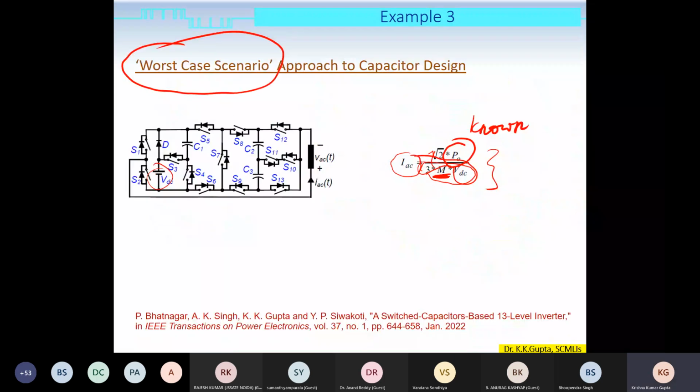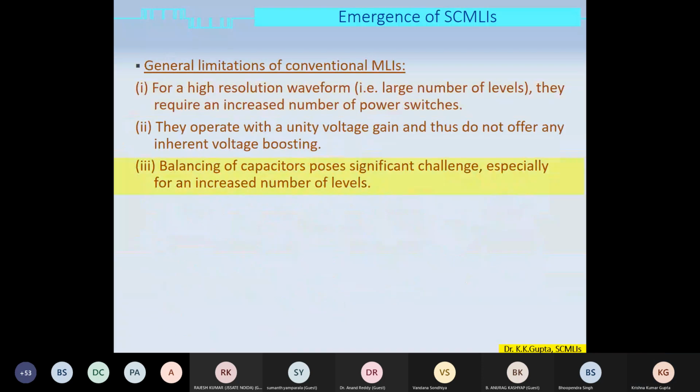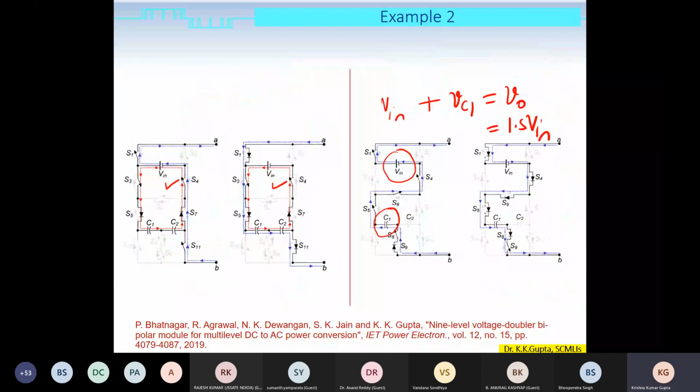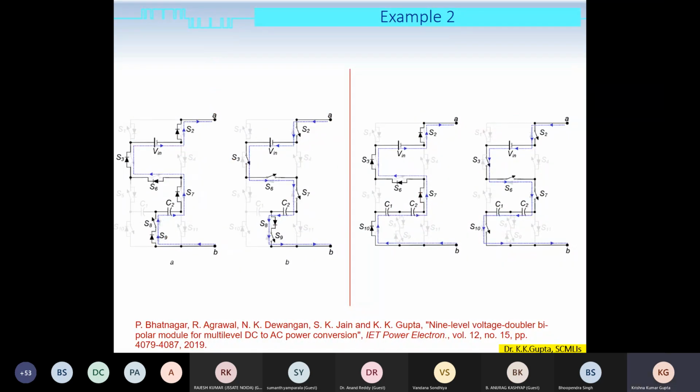Also, we had talked about the current. Now the worst case scenario happens when the load is purely resistive, right? Why is this happening? So I'll take you back to the state where I had shown currents for a different topology. I'll take some clean diagram, for example, this diagram. Okay, let us take this state.